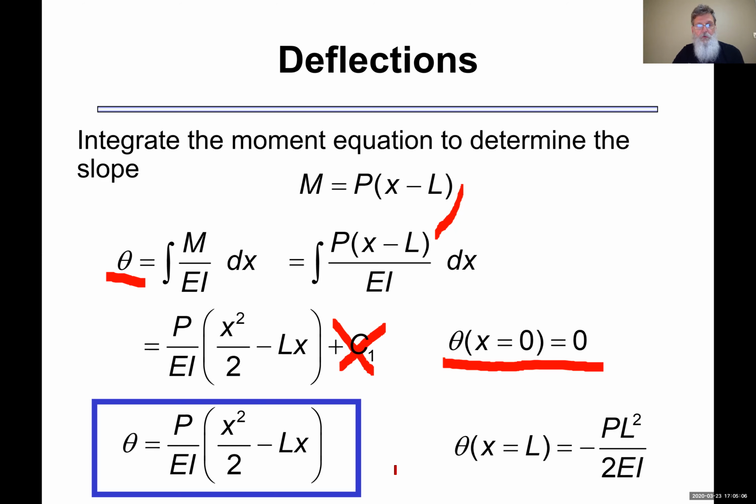So in this case, I went ahead and computed the slope at x equal L, which is the free end, and that's where the slope is maximum. And you can see I get a negative slope, which makes sense. And the value is PL squared over 2EI.